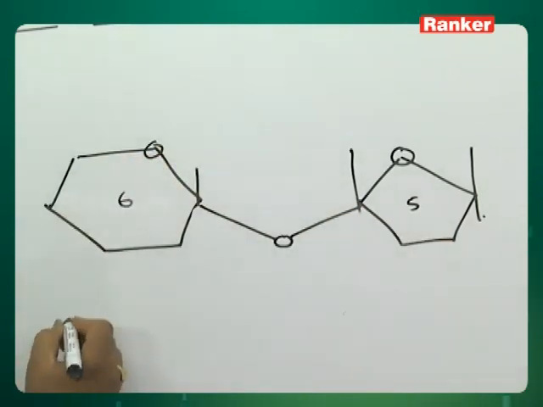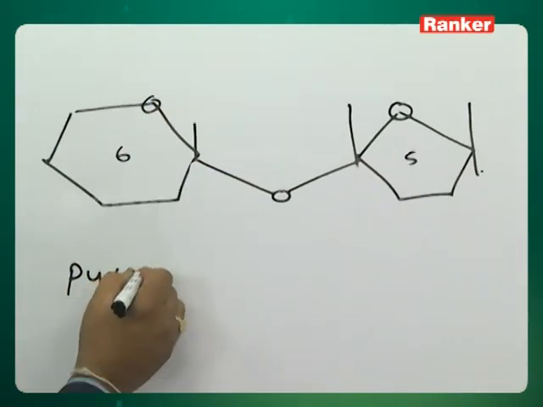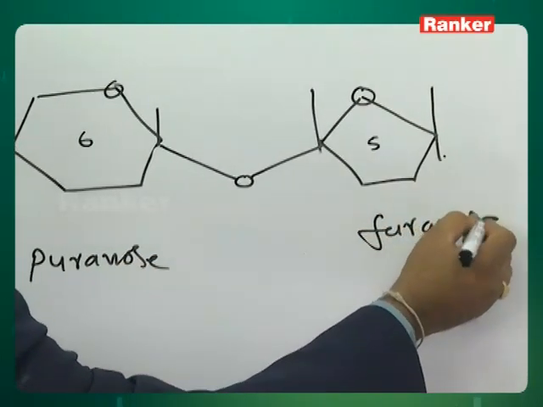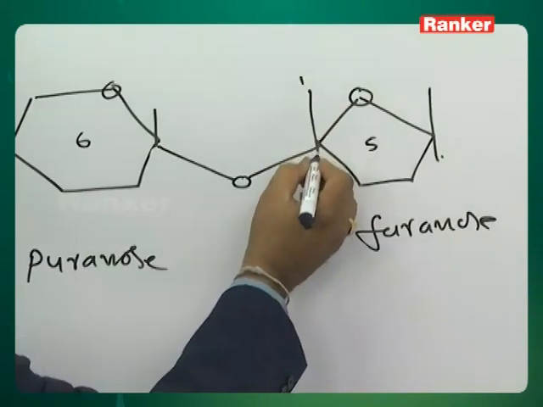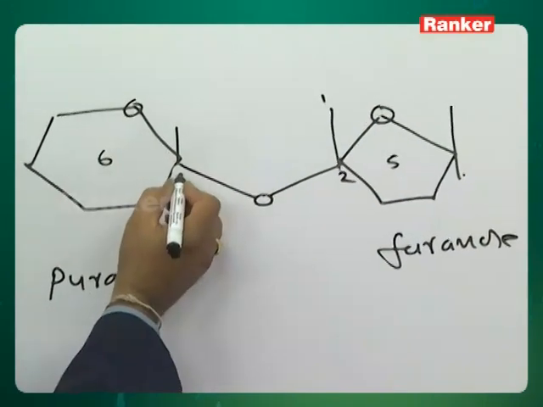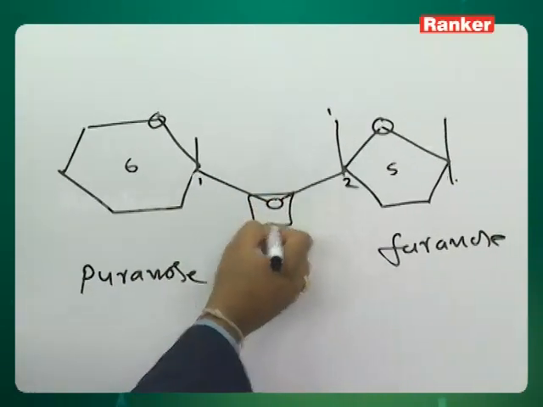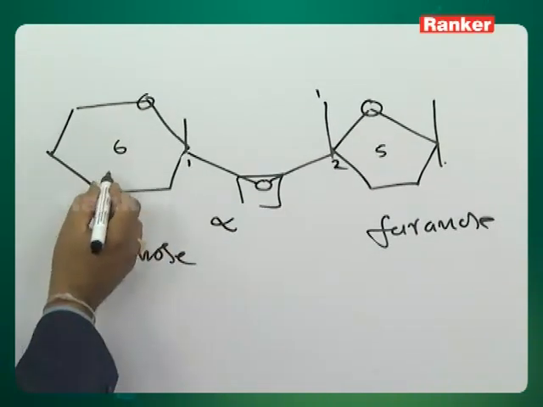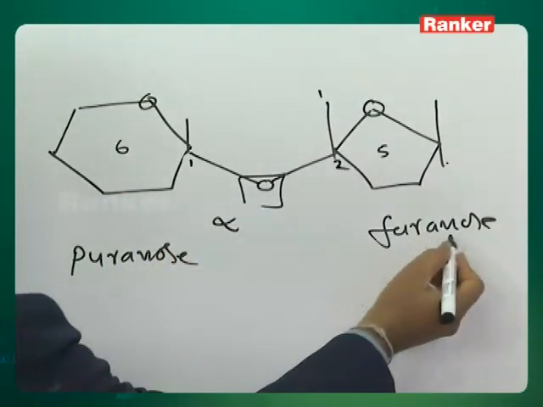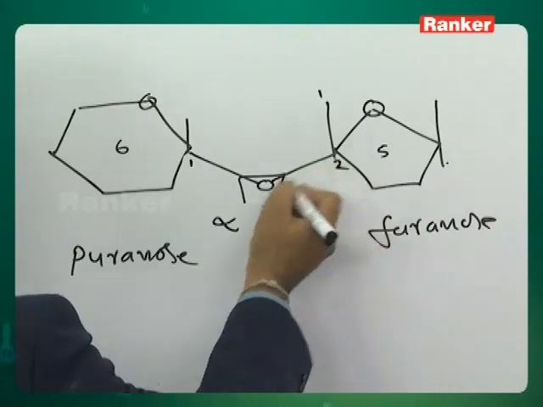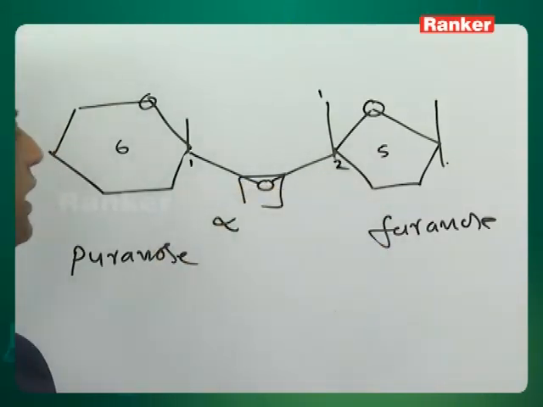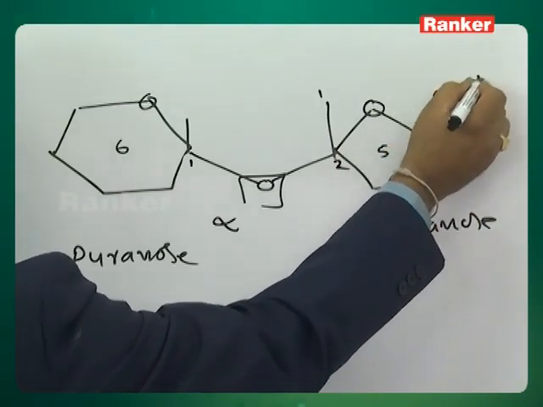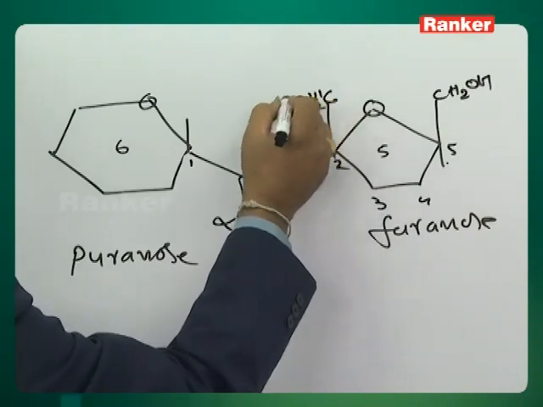A 6-member ring is called a pyranoside ring. This is a furanose. In furanose the second carbon is involved. In pyranose the first carbon is involved. The OH is down with reference to the first carbon. So therefore, this is called alpha linkage. And this is a pyranose with alpha linkage. Furanose also has the alpha linkage, but the second carbon is involved in the linkage. 1, 2, 3, 4, 5, 6, CH2OH. This is also CH2OH.